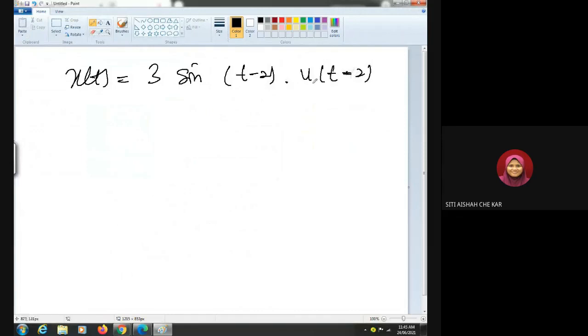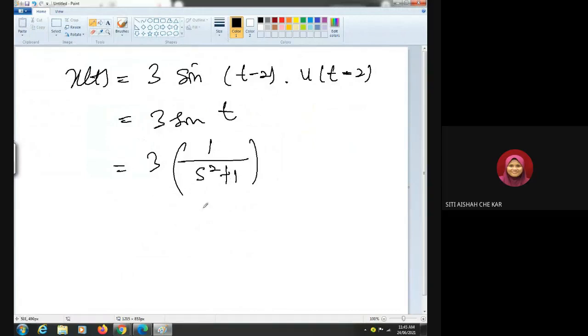So apa Laplace dia? You tutup dulu dua ni, yang negatif tu. So Laplace 3 sin T. So dapat apa? Laplace kan ni, 3 over S square plus 1. Ni kan? Betul tak?